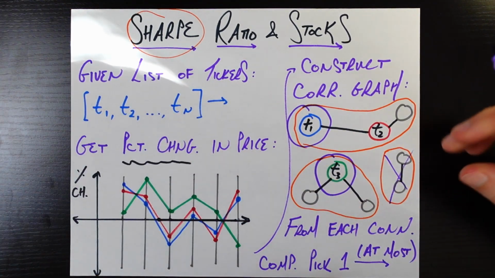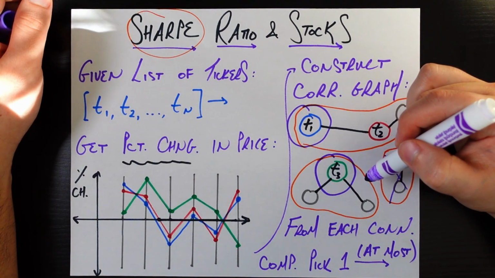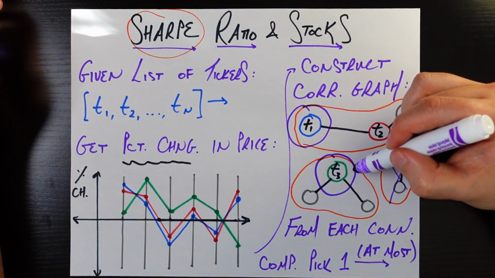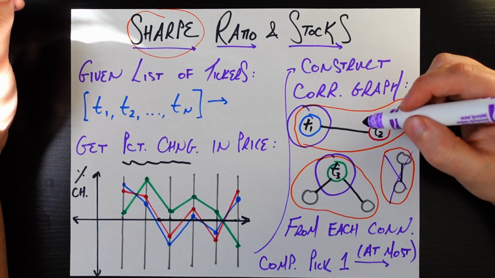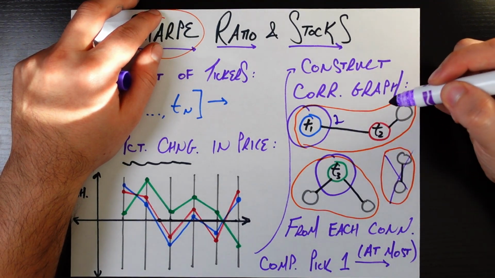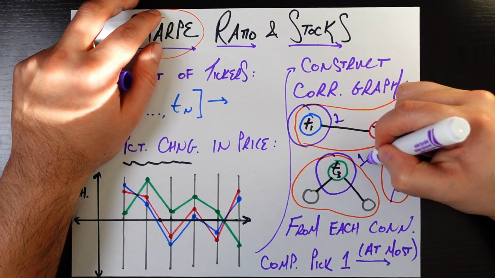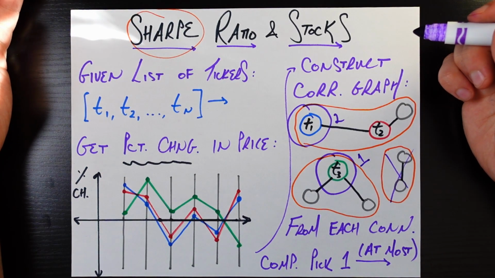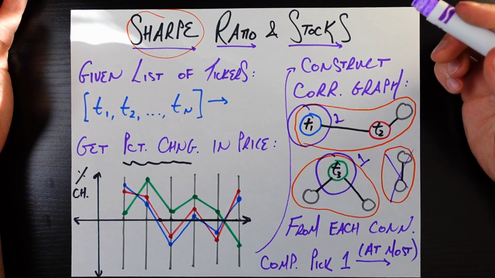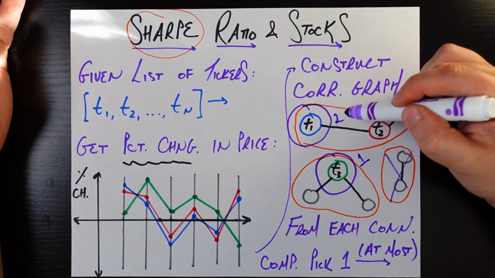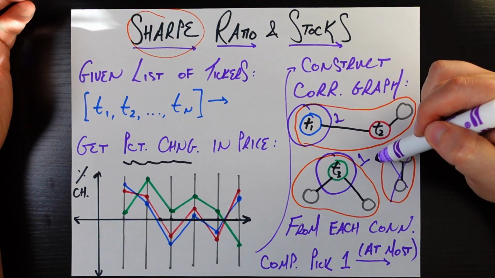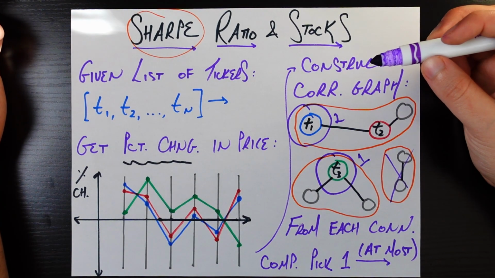So for example, let's just say we're looking at T1 and T3 and we've decided I'm going to invest in T1 and T3. Let's say the Sharpe ratio of T1 is equal to 2. Let's say the Sharpe ratio of T3 is equal to 1. Well, then I'm going to break up my $500 proportionally so that the amount I invest in T1 is twice as much as the amount I invest in T3.